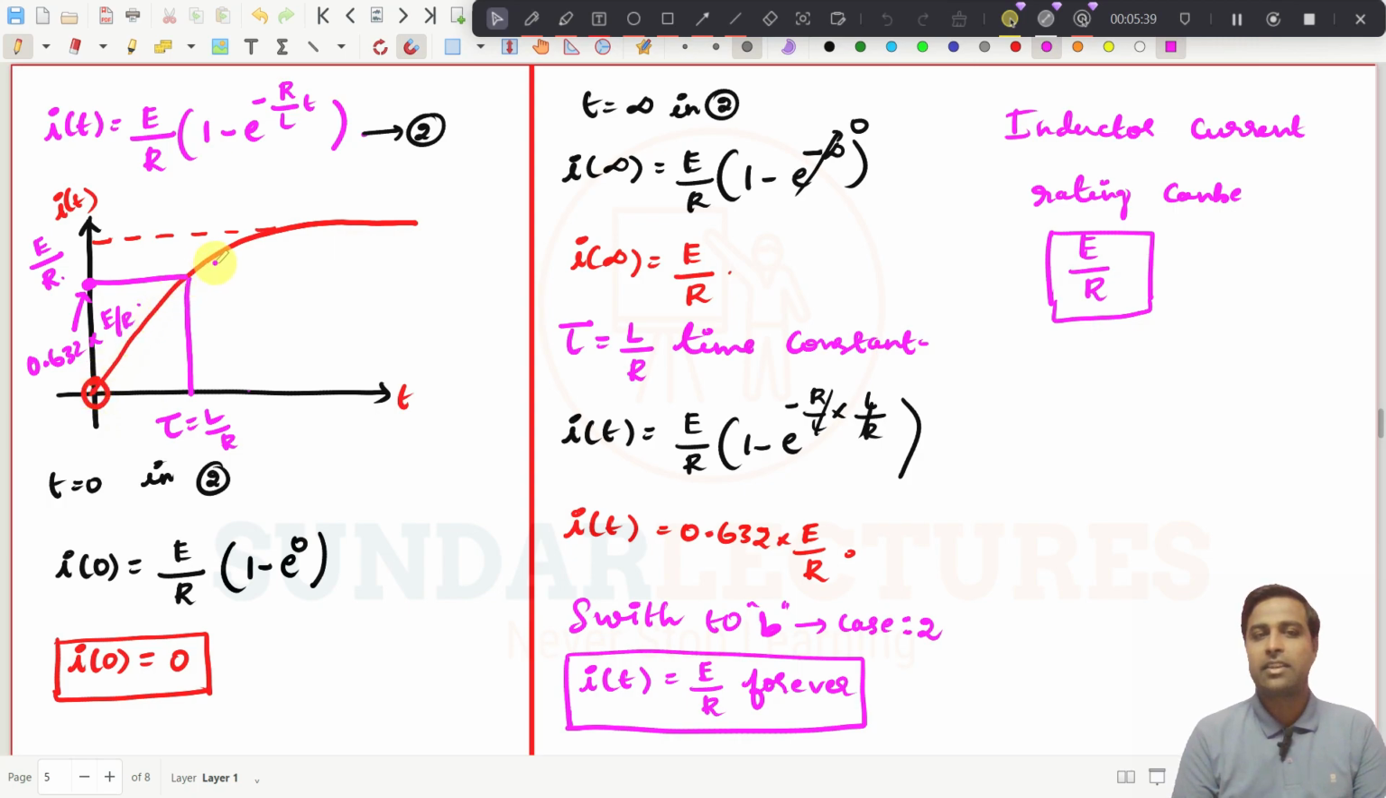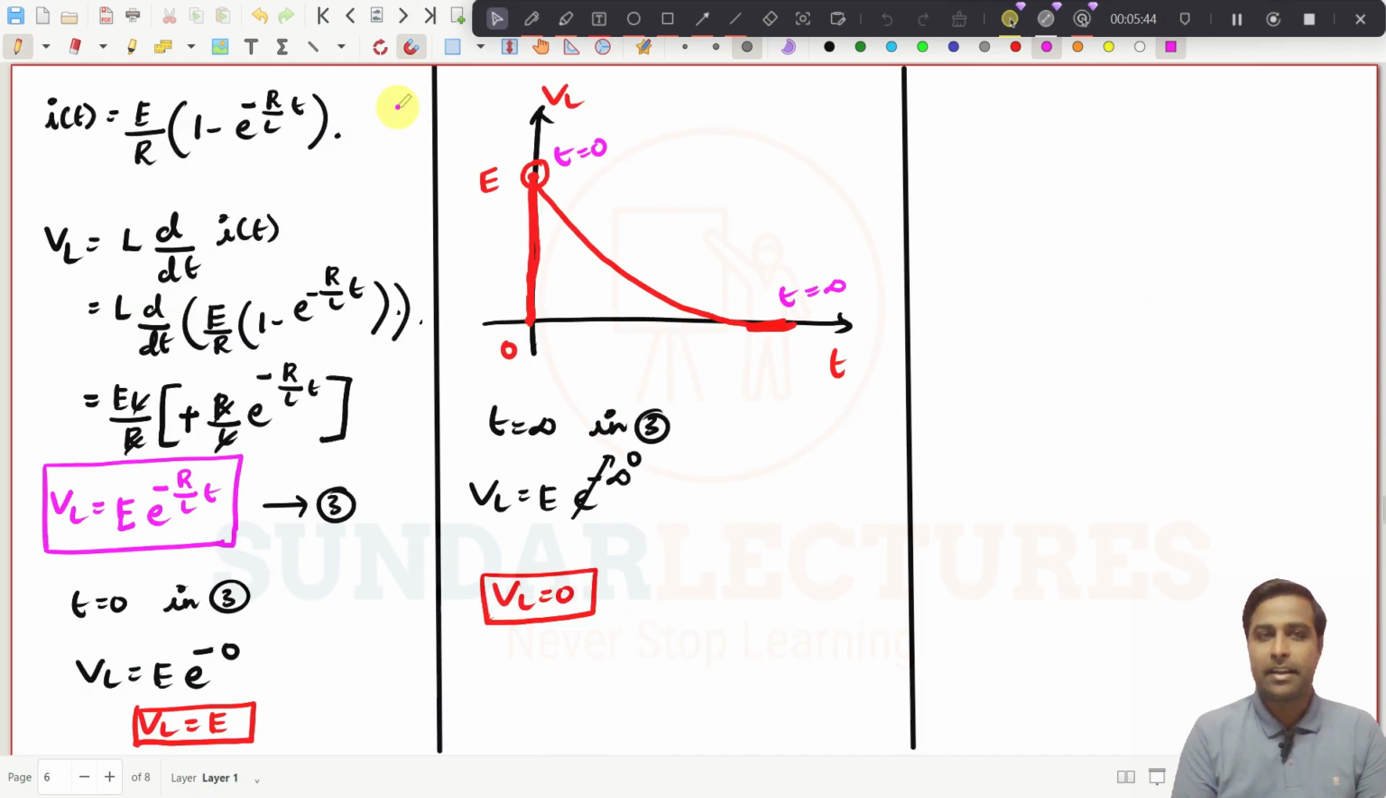See, the current is just increasing, and at infinity time it becomes E by R, and the voltage is just decreasing. At infinity time, the VL becomes 0. Voltage across the inductor becomes 0. So this is the voltage graph for the inductor. You can easily find two different things.